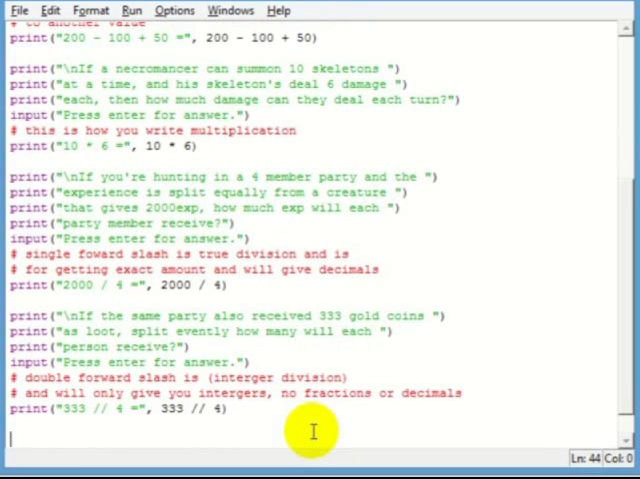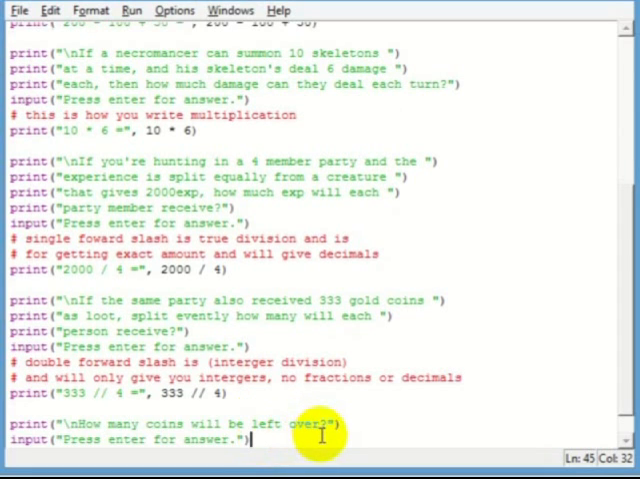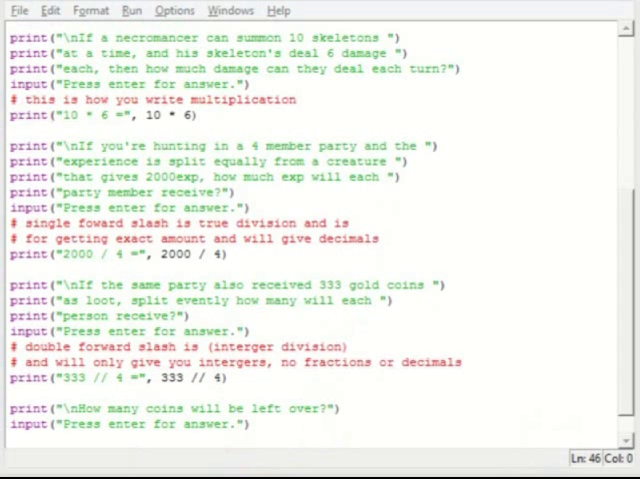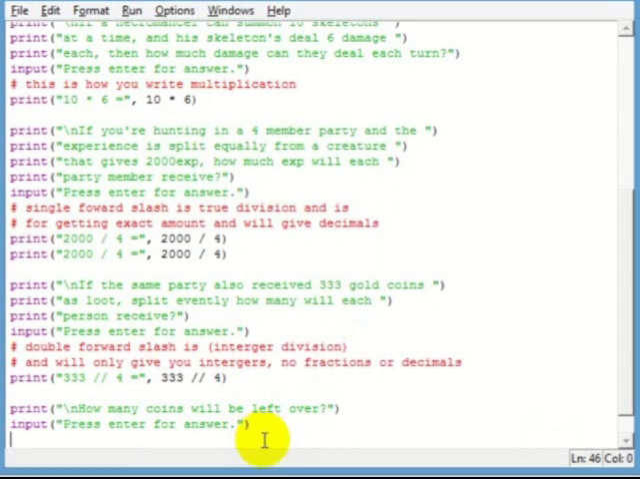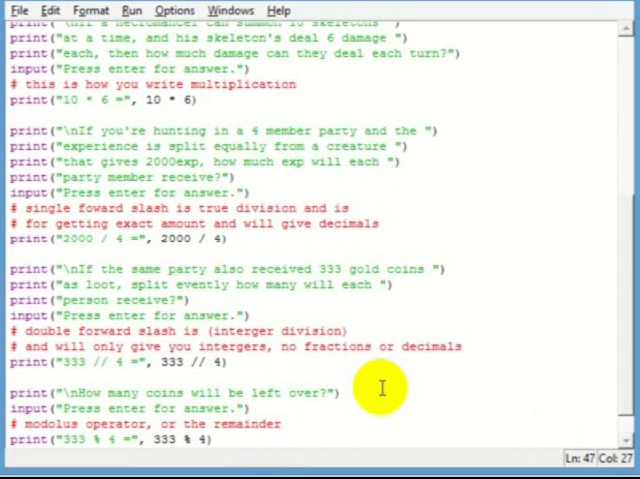Now say you want the remainder from it. Well, we do this with the modulus operator, or the percent sign. So how many coins would be left over from that last problem? So we use the modulus operator, or you can say get the remainder, and print it out like this. So again, this is your string, or the statement the user is going to see, and then this is the evaluation of it. So 333 modulus 4 is going to give us the remainder after 333 is divided by 4.